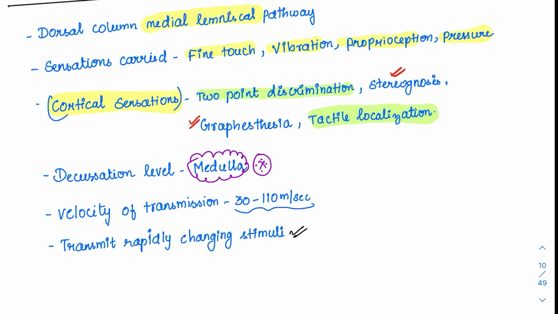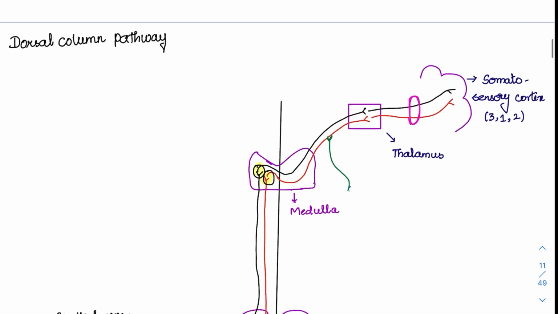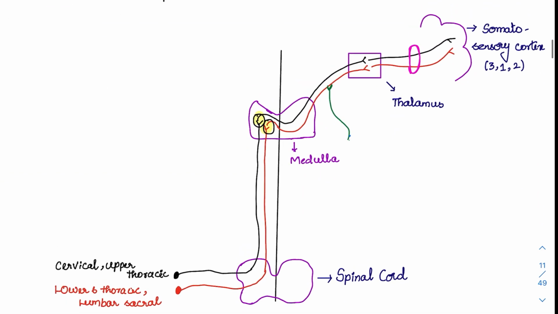Now let's discuss the pathway itself. This is the model diagram. As you can see here, first I'll tell you the parts of it, which are common for most of the diagrams. Here we have the spinal cord. From the spinal cord, the next level is the medulla. The third one is the thalamus. As I told you, all sensation reaches the cortex through the thalamus. So finally, the somatosensory cortex.